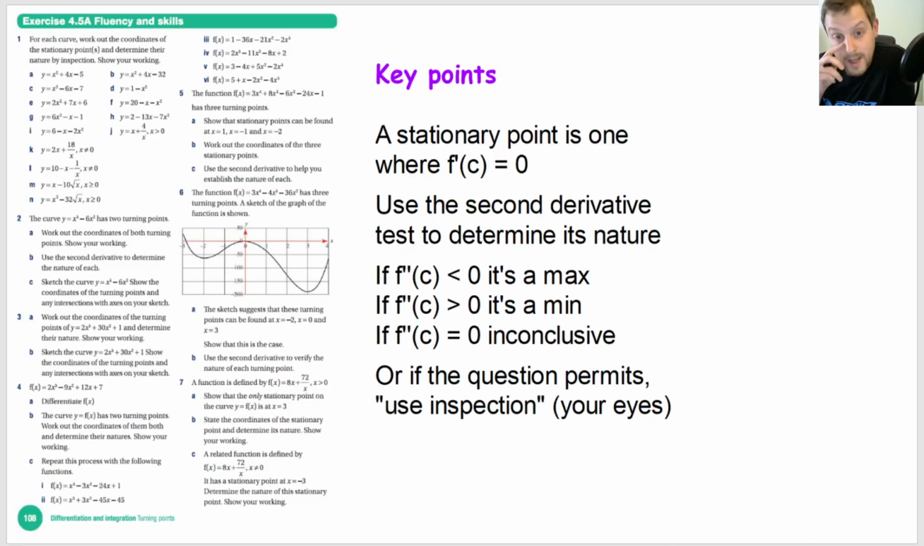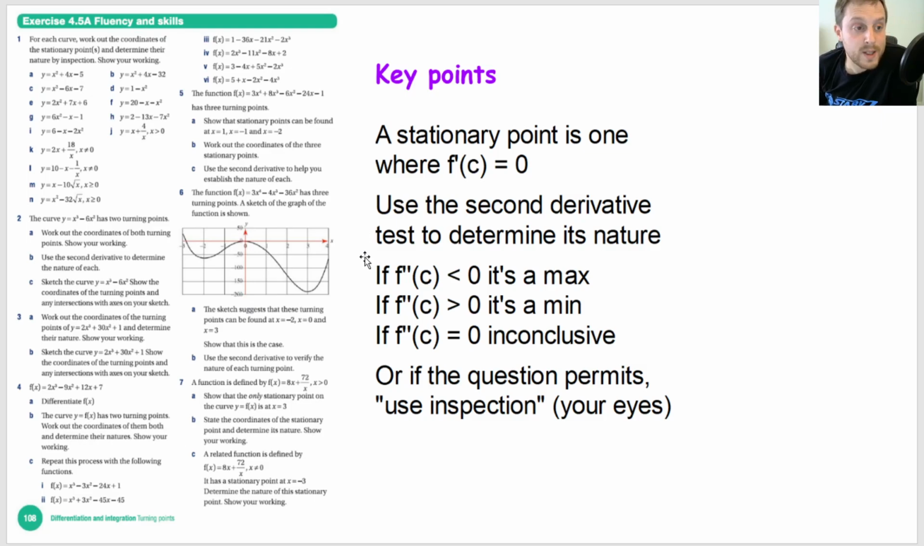So yeah, here's the last slide. The question's on page 108 of your textbook. I've written the key points up again. So this is really the absolute fundamentals. A stationary point is one where the first derivative equals 0. So you work out the first derivative and then set it equal to 0 and then work it out.